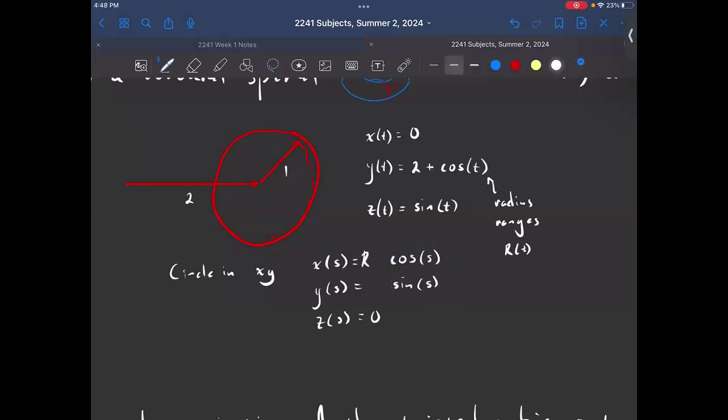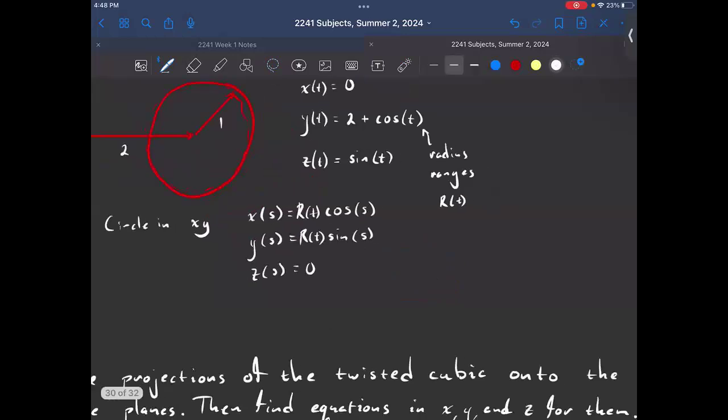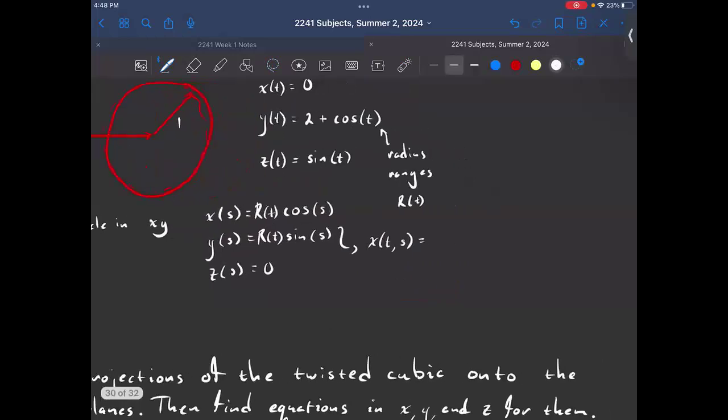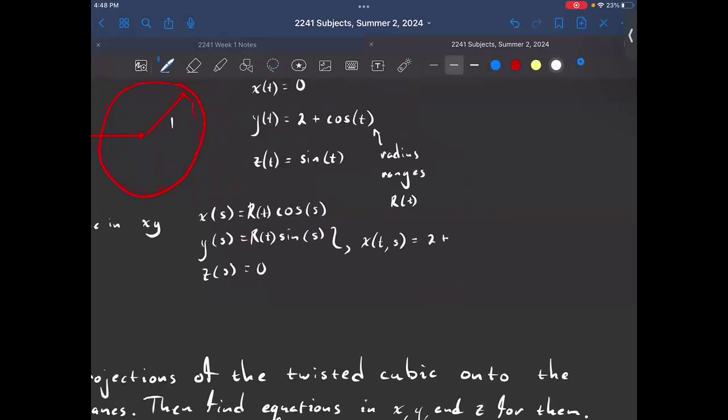We can do this. Okay. Well, then we get our parametric equations in two variables, x of t comma s equals 2 plus the cosine of t times the cosine of s, and then y of t comma s equals 2 plus the cosine of t times the sine of s.